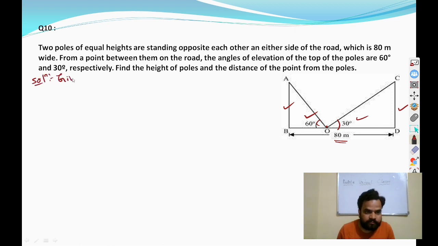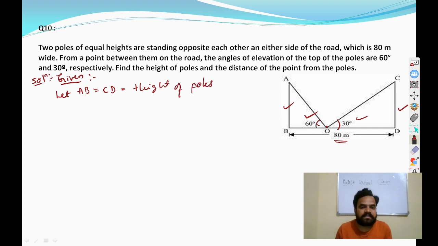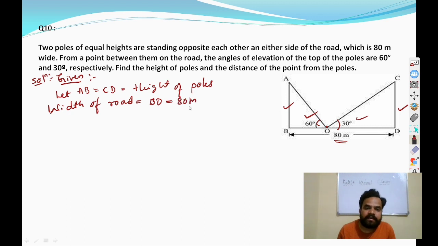Alright, given. So I will take let AB is equals to CD. What is this? Height of poles. I'll take this as height of poles, and width of road I will take as BD, which is equals to 80 meter. Am I clear? So I will take one triangle now.